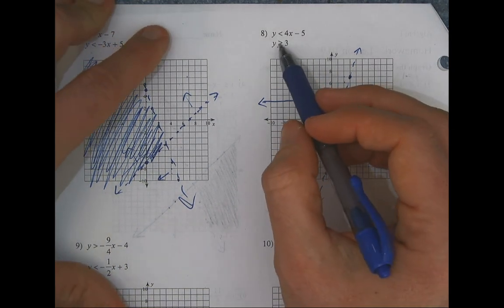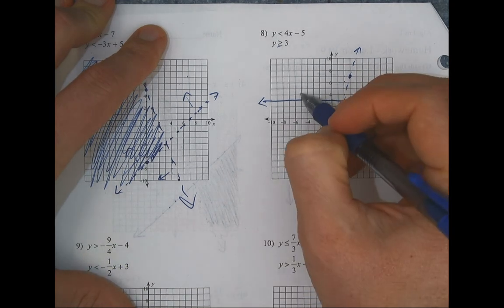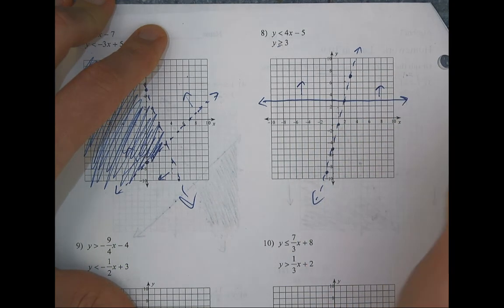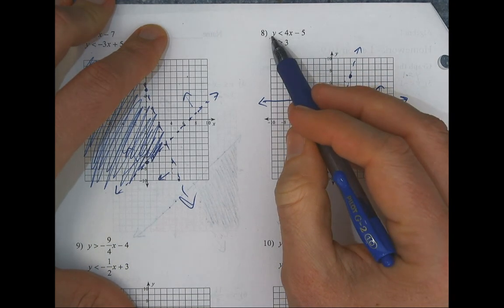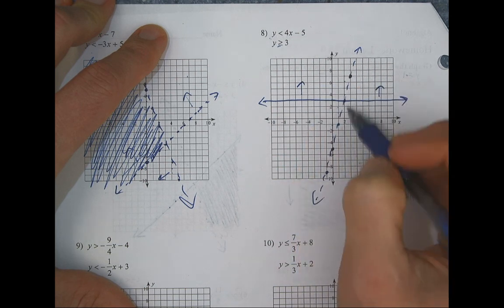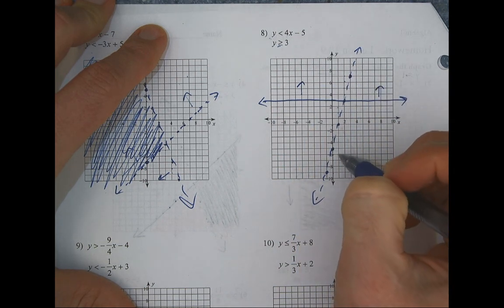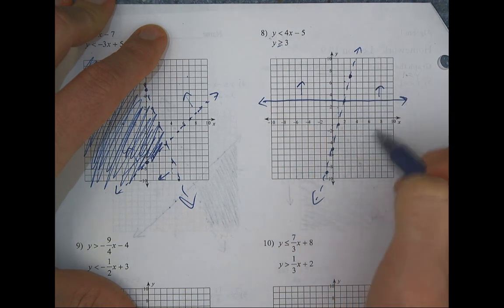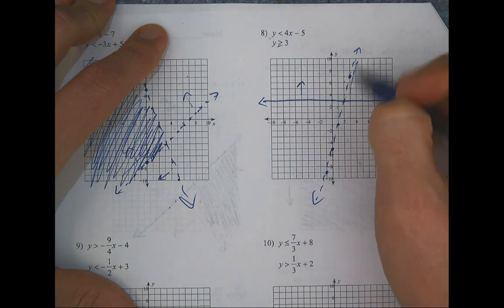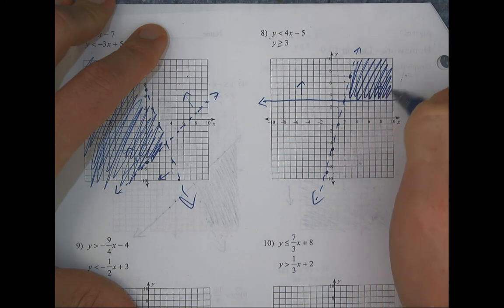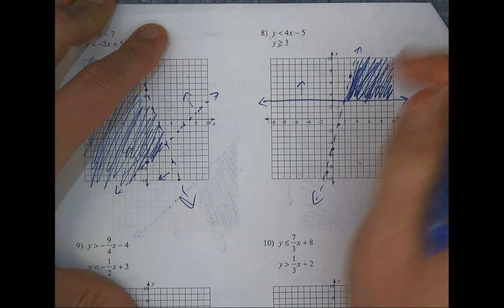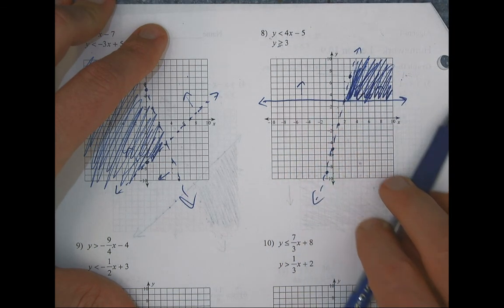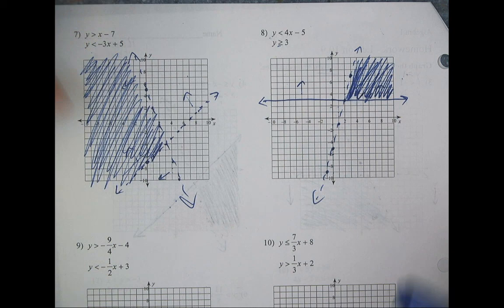Now starting with that one, it says greater than 3, so it's going to be the region that's above this line, and it says less than 4x minus 5, so the one that hits at -5, it's got to be underneath. So it can't be here underneath because that's not above y equals 3, so it's got to be this region up here that is below this line, but it is above this line.